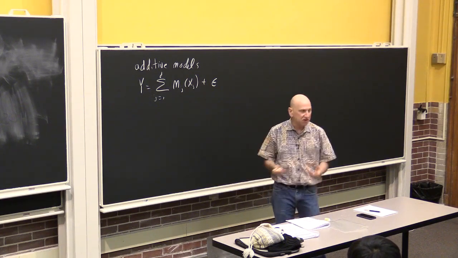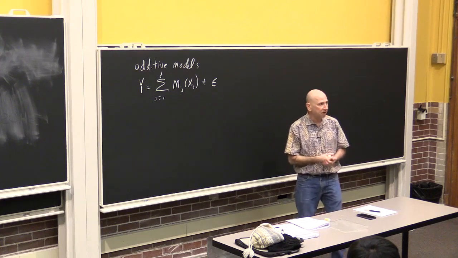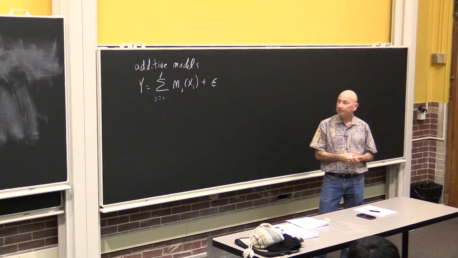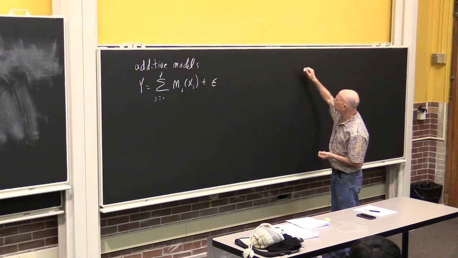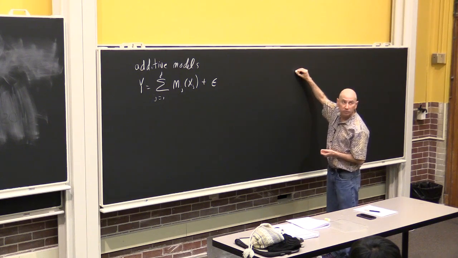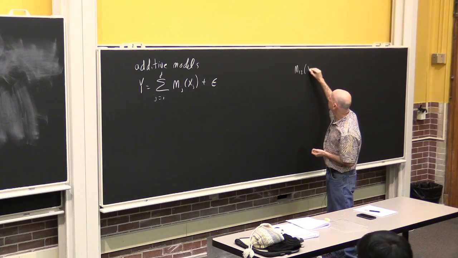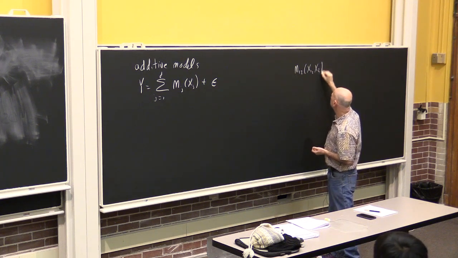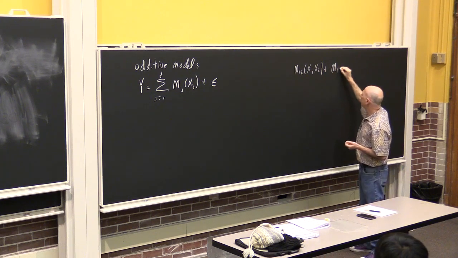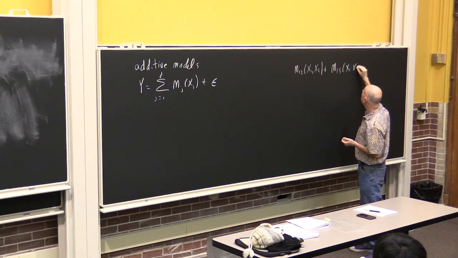Now you could ask, is there something in between this and completely nonparametric? And there is actually. You could start to add more terms to this model. You could add two-way interactions. So in other words, you could add terms like this, m_12, some function of x1 and x2. And then you could add a function, say, m_13, of x1 and x3.